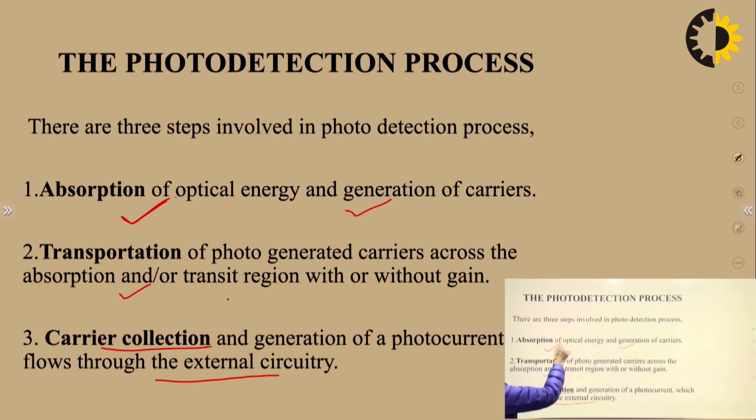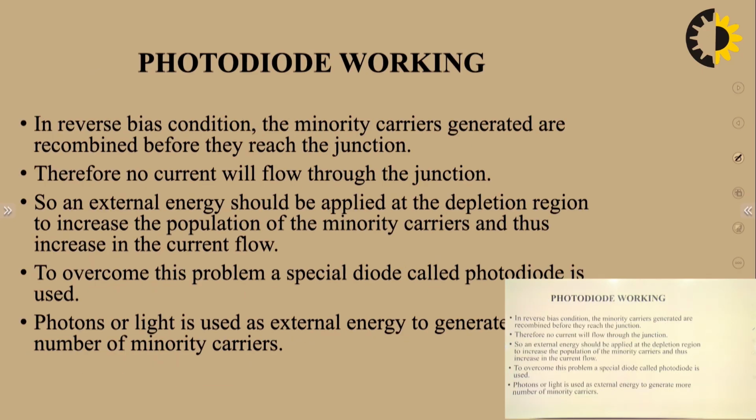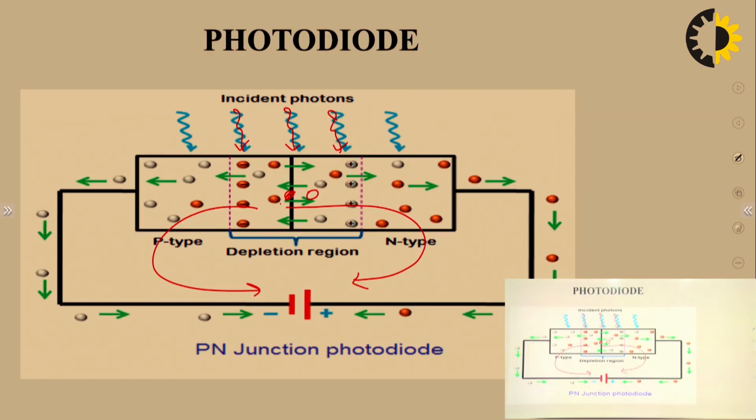First, absorption of light energy takes place and electron holes are generated, then transportation of charge carriers occurs, and then carrier collection takes place at the opposite terminals of the battery, which leads to flow of current in the external circuitry. So this gives the working of the photodiode.